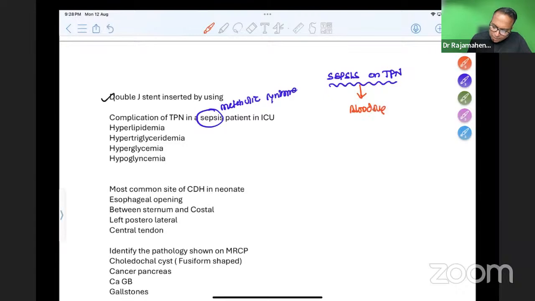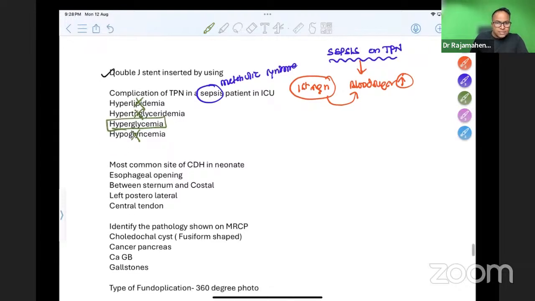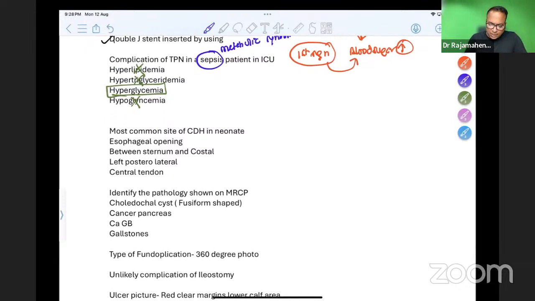Immediately you can see here, blood sugar is elevated. That is the first sign of sepsis. The first sign of sepsis in a patient on TPN is elevated blood sugar. Don't forget this point, so there is no confusion. There should be nothing else. Hyperlipidemia, hypertriglyceridemia, hypoglycemia, everything is wrong. In a metabolic syndrome patient, hyperglycemia is the first sign. Okay. See the next question.